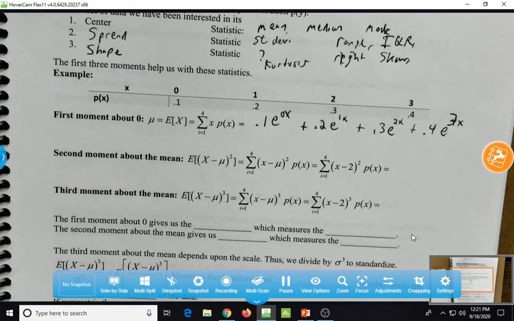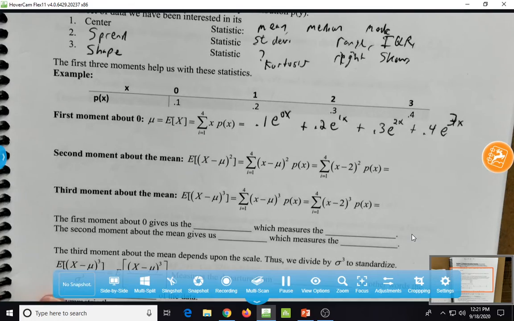Now, let's see how we could do this to find the mean. If we plug in x equals 0, what will this sum up to? 0.1 plus 0.2 plus 0.3 plus 0.4, which is 1. So that's the first thing: if we plug in 0 for x, we get 1, because that should be the sum of all the probabilities.